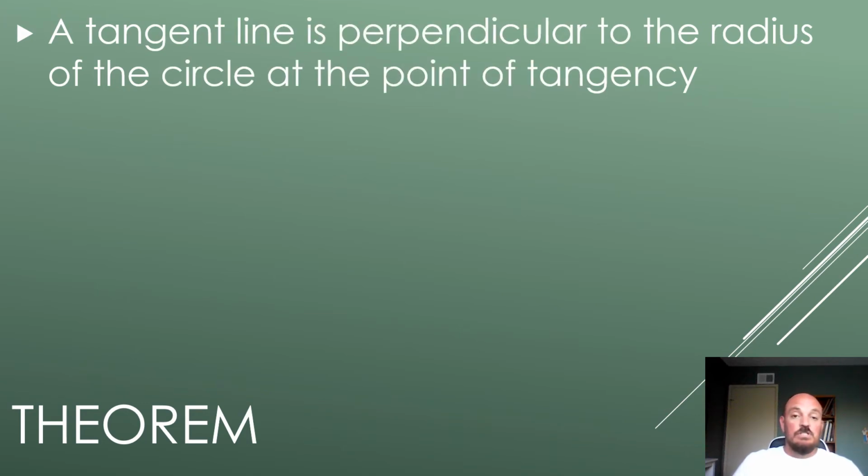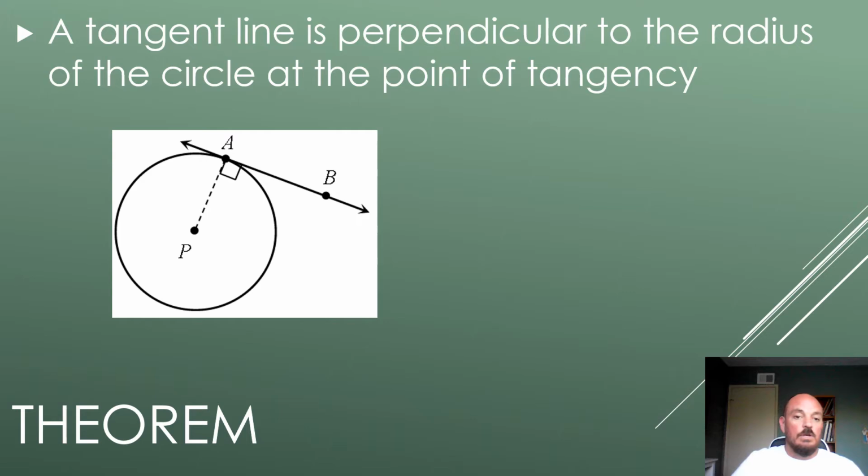Okay, so for our first theorem for today, when you draw that picture, that tangent line, it's perpendicular to the radius at the point of tangency, or that point Q where it's tangent. Or here's a different picture. We have circle P again.